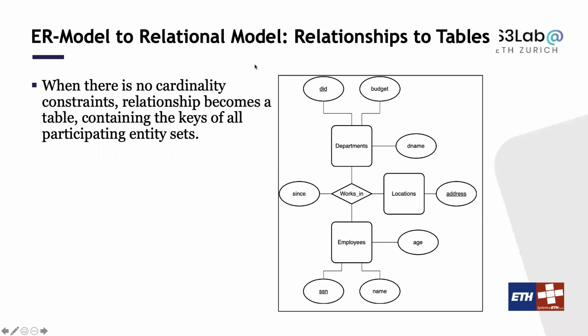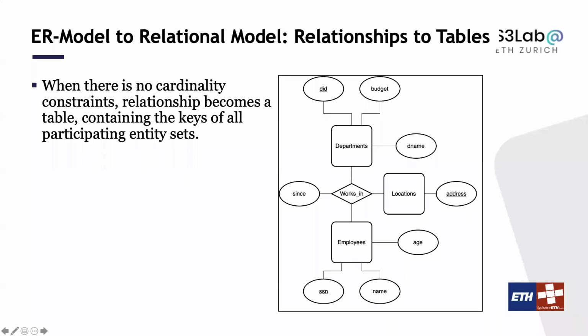So for example, here I have an ER diagram with 3 entity sets. I have department, I have locations, I have employees. For department, I have a key, which is department ID here. For locations, my key is address. For employees, my key is SSN. And then I have one relationship among them, which is works in, which means that this employee works in this department at this location. And this works in relationship also has one attribute called since.